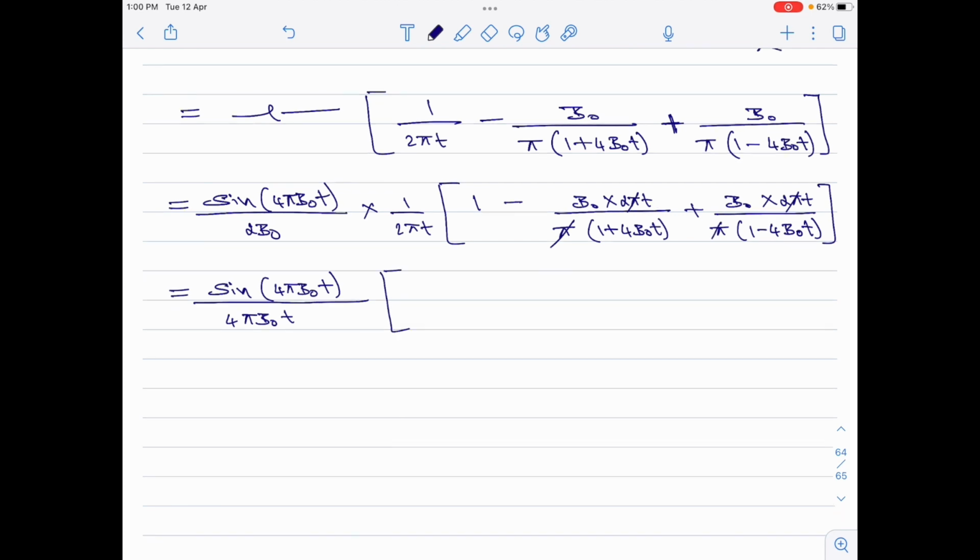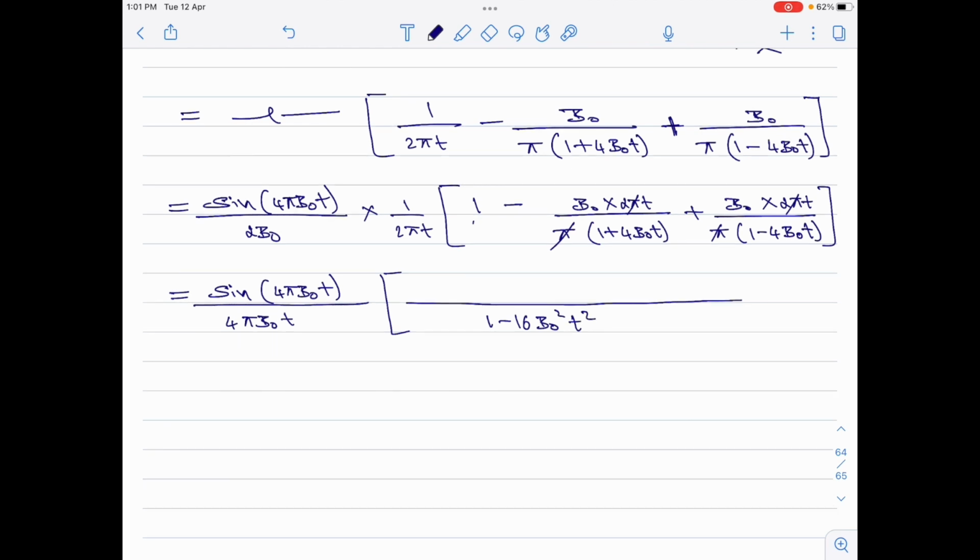Therefore, when I perform cross multiplication, I would obtain the denominator as 1 minus 16 b naught square t square. Now, we have to multiply the 1 here with the same, which is the denominator. Therefore, we will get 1 minus 16 b naught square t square minus of, we have left 2 b naught t here multiplied with this term. So, it is 1 minus 4 b naught t plus we have 2 b naught t multiplied by this term here, 1 plus 4 b naught t.